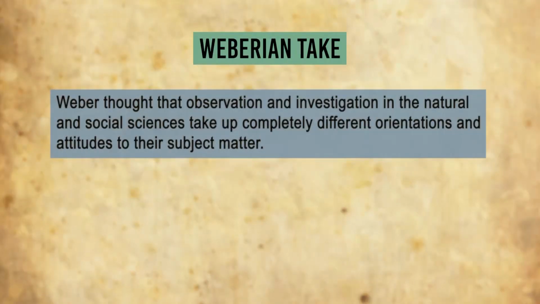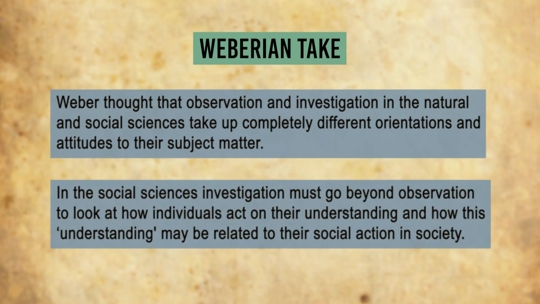Weber thought that observation and investigation in the natural and social sciences take up different orientations, and therefore the observation is to look at how individuals act on their understanding, and how this understanding must be related to my understanding of society. So my understanding of society is related to what? Yes, exactly, to how I interpret my external world. This has nothing to do with what the scientists claim. The natural laws and the natural rules will not be applied here. What applies here is my interpretation of the world.